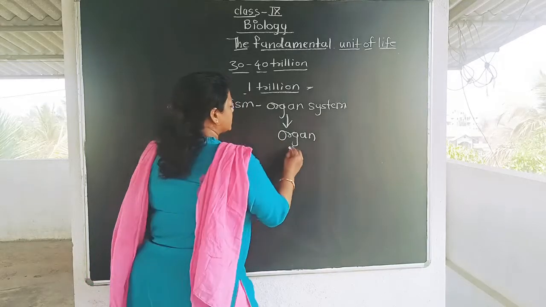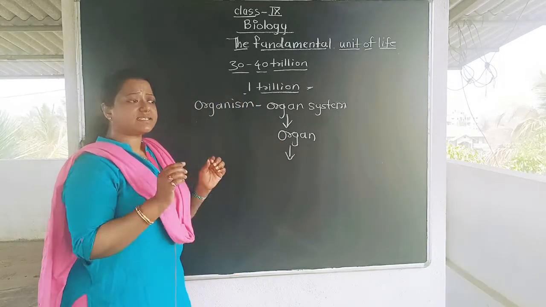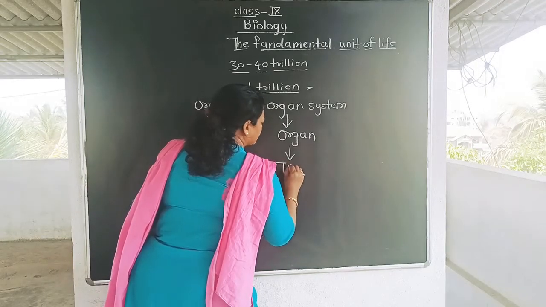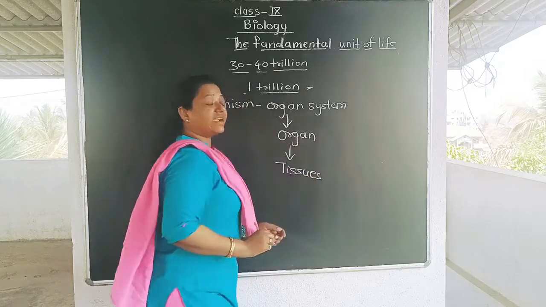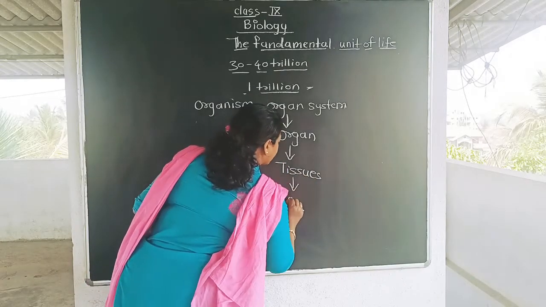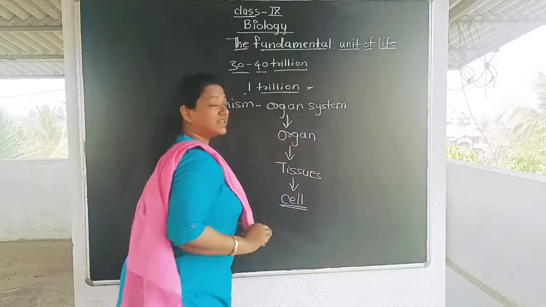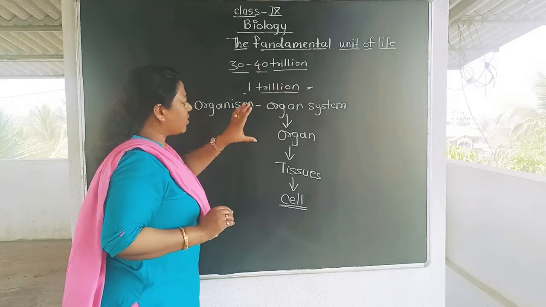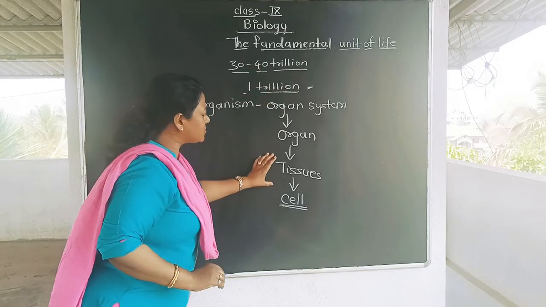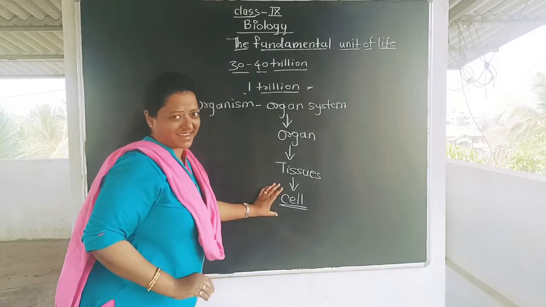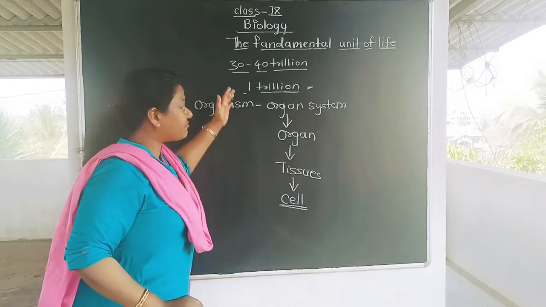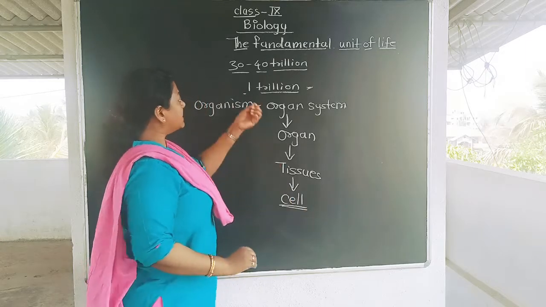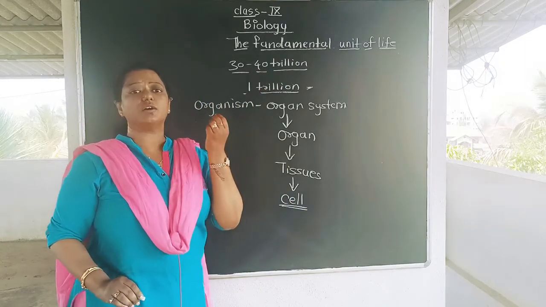How is an organ made, students? The organ is made up of similar kinds of tissues, okay? And tissues are made up of what? Cells. So I hope you understand: an organism is composed of organ systems, an organ system is composed of organs, an organ is composed of tissues, and tissues are composed of cells. As I told you, it's the fundamental unit of life, the smallest unit of life, and such small cells, 30 to 40 trillion, are present in the organism.